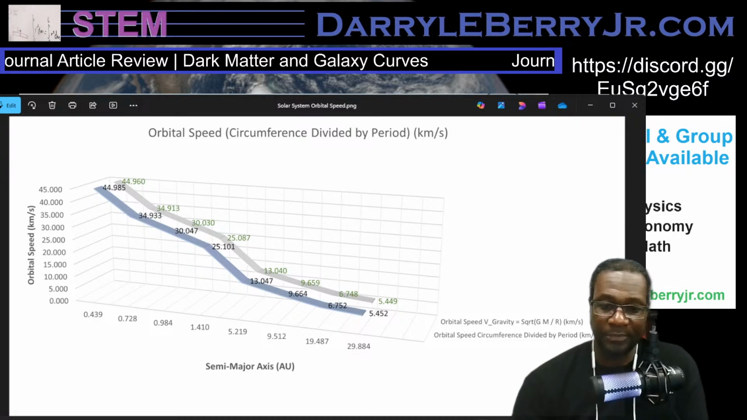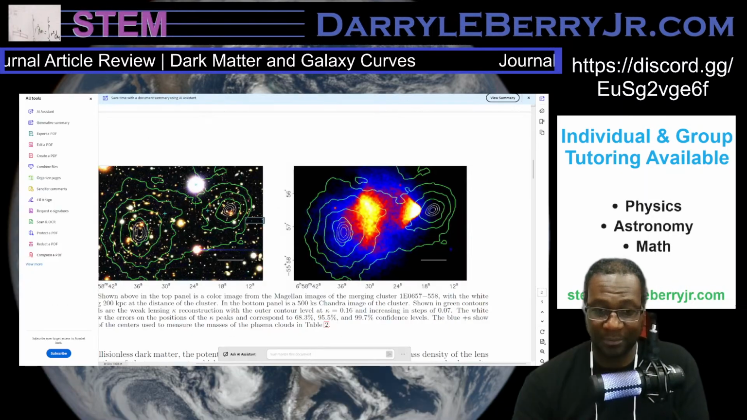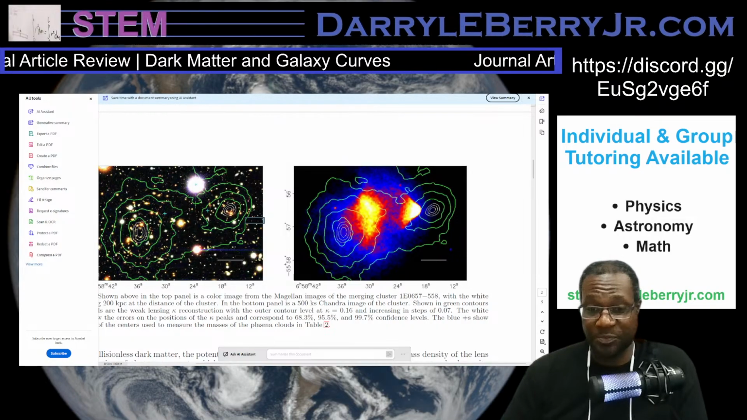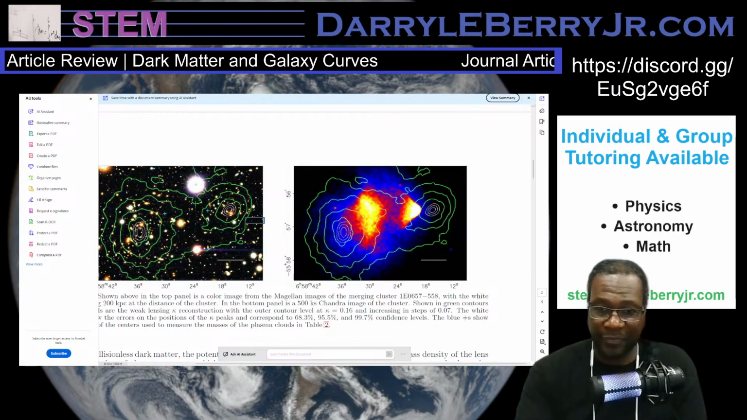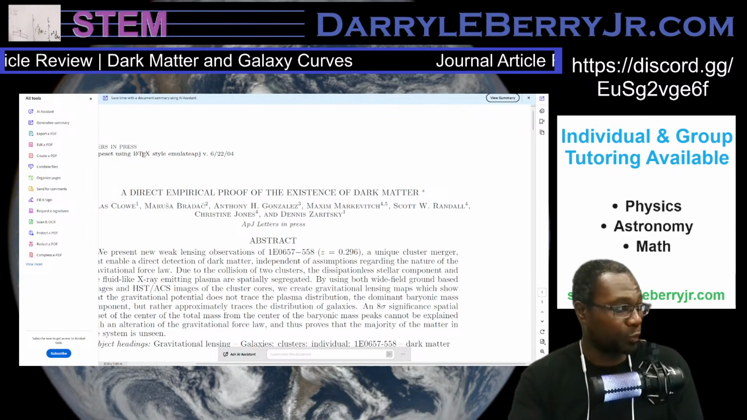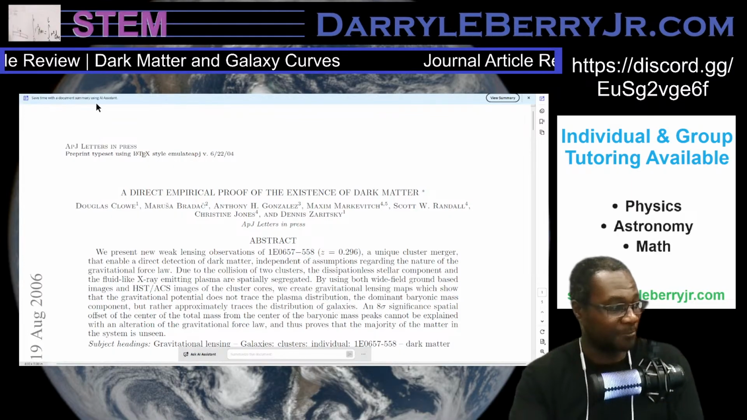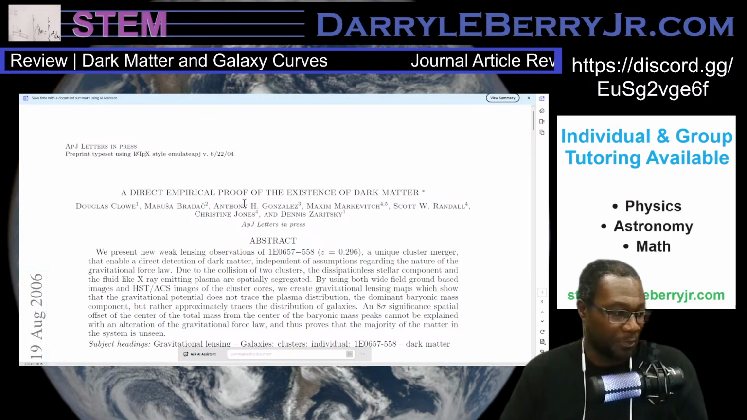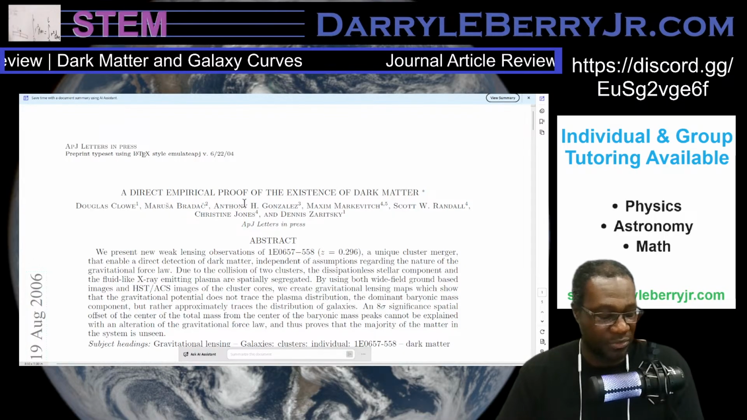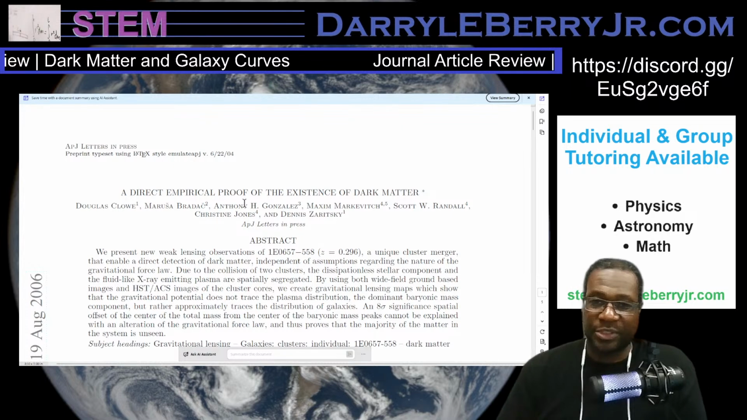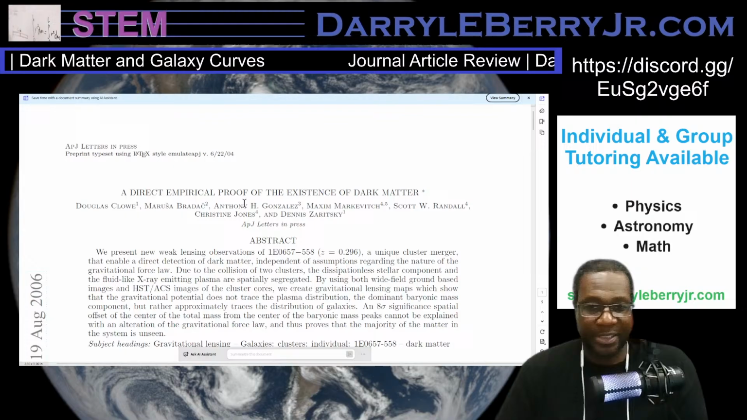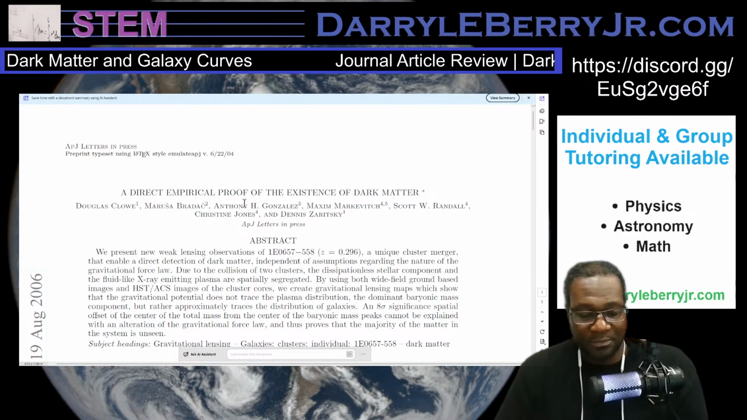I don't agree with that because we have the Bullet Cluster now, and to me that's pretty convincing. That's why, if you look at the title of this paper, they were not bashful at all: a direct empirical proof of the existence of dark matter. I mean, they pretty much said, without saying it, that modified Newtonian laws is wrong. Right now, the fact is there is still room for both. I mean, it's possible there could still be some kind of small adjustment.